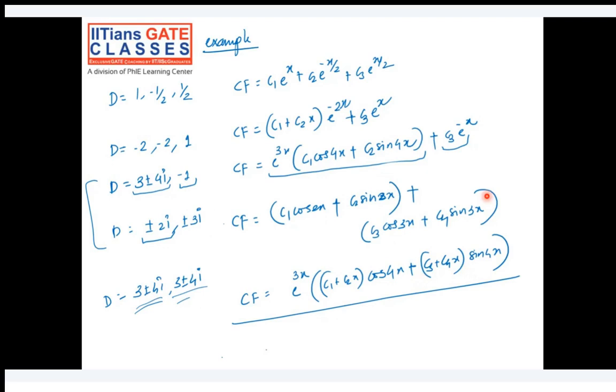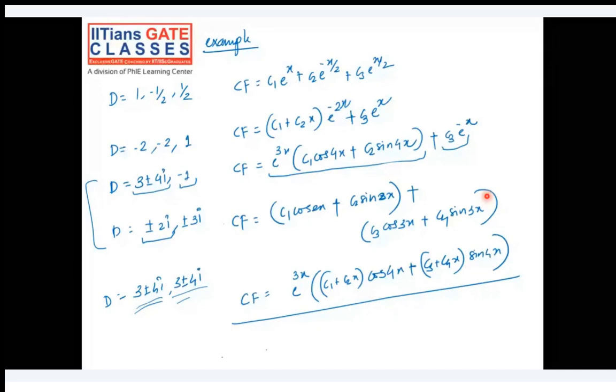Now we will actually solve the questions and create the CF, depending on the types of roots. So let me give you some questions here. Let's take the first question: d square y by dx square minus 5 times dy by dx plus 6y equal to 0.